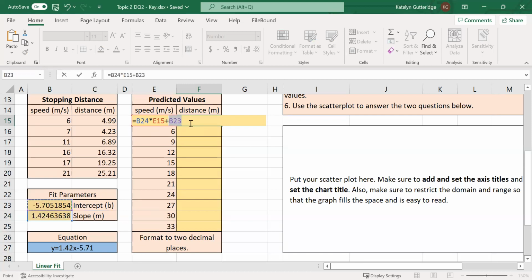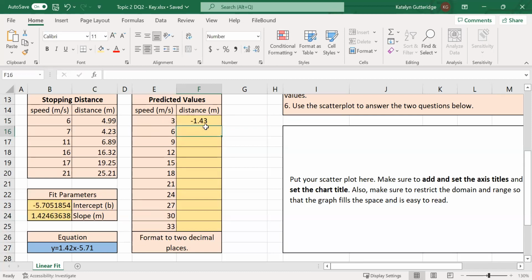And then hit enter. All right, let's do it with the autofill so we don't have to type in each formula individually. Slope and intercept are going to stay the same.